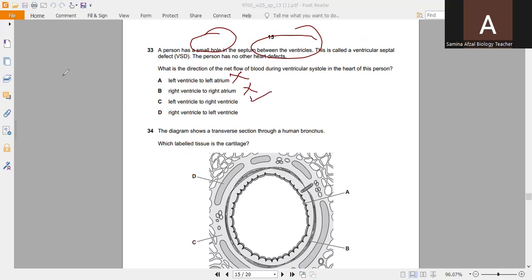Right ventricle to left ventricle? As I have described, there will be higher pressure in the left ventricle, so the blood will flow from the higher pressure towards the lower pressure. So the blood will flow from the left ventricle to the right ventricle. So C is the correct option.